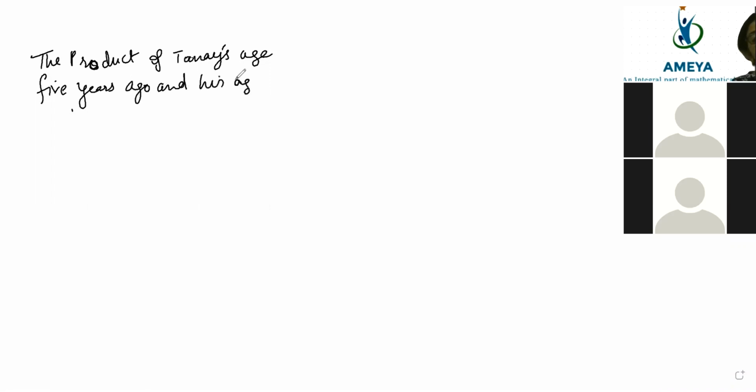The product of Tanya's age five years ago and his age 10 years later is 16. Determine her present age.